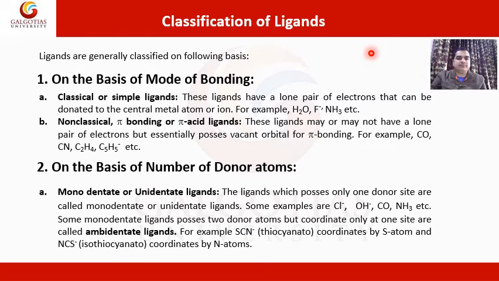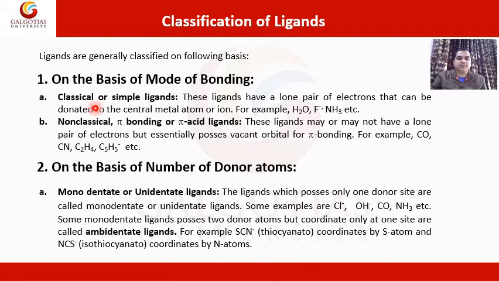In this slide, we will discuss the classification of ligands. We can classify ligands on two bases: first, on the basis of mode of bonding, and second, on the basis of the number of donor atoms present in the ligand. On the basis of mode of bonding, it can be of two types: classical or simple ligands, and non-classical pi bonding ligands, also called pi acid ligands.